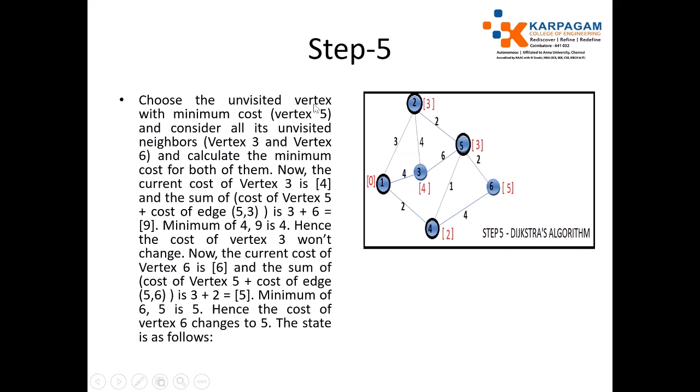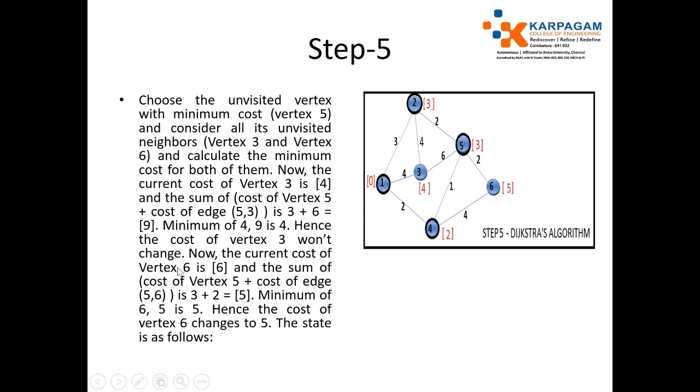Okay, choose the unvisited vertex with minimum cost. Consider vertex 5 and all its unvisited neighbors, for example 3 and vertex 6. Calculate the minimum cost for both of them. Now, the current cost of vertex 3 is 4, and the sum of the cost of vertex 5, that is 3 plus 2, is 5. The cost of edge 5 to 3 is 6. So already we have a high cost, so no need to select this one. Already we have 4, which is less when compared to this cost. Then the cost of vertex 3 won't change.